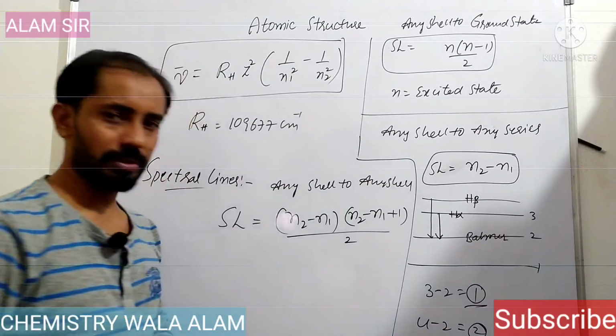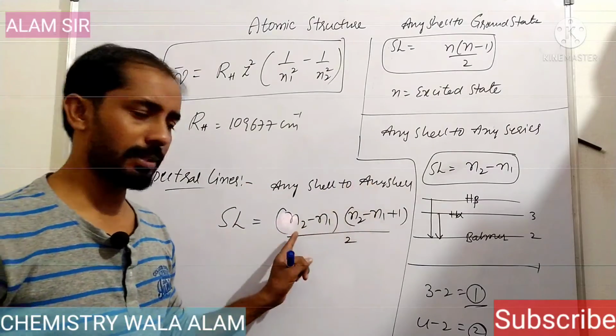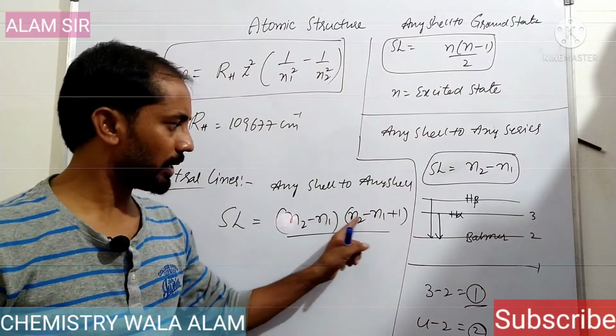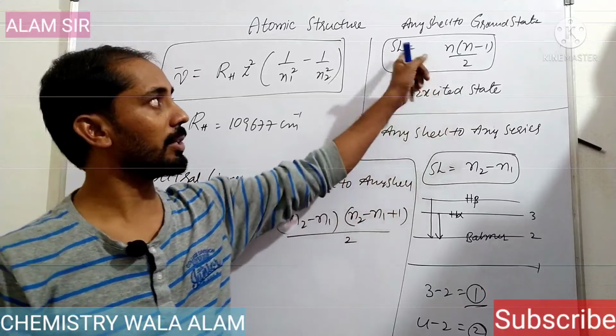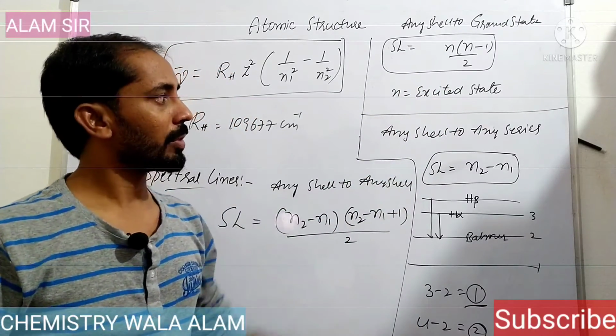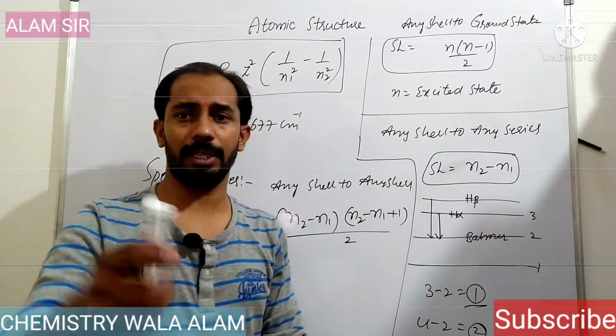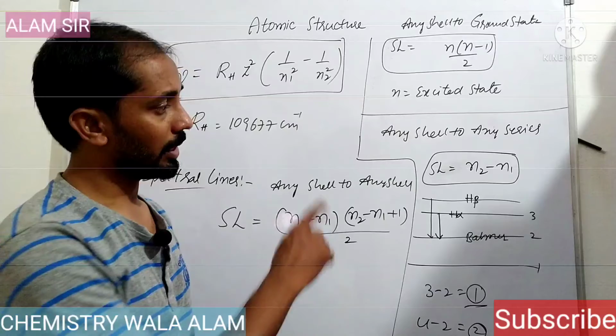2. So here three kinds of formulas will be used. One is the initial to initial, that is (n2 minus n1) into (n2 minus n1 plus 1) by 2, and second one is the initial to ground state, that is n into (n minus 1) by 2. N is the excited state here. And initial to any series, that is n2 minus n1.